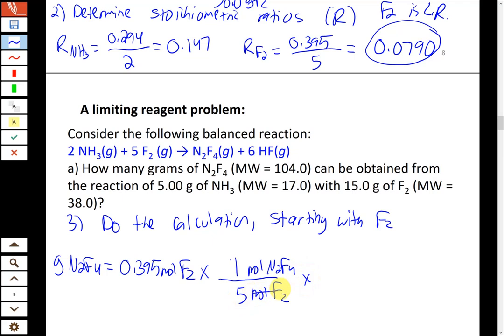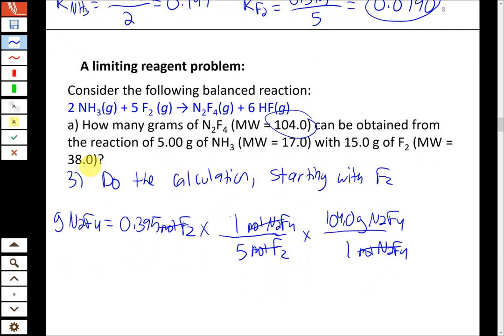And that gives us moles of N2F4. Then finally, what we want is grams of N2F4. We gave you the molar mass is 104, so we're going to use that to go back into grams. We want moles to cancel and get into grams, so we put the molar mass in the numerator this time, 104.0 grams in 1 mole. So moles cancel, and that gets us to grams, which gives us 8.22 grams of N2F4.